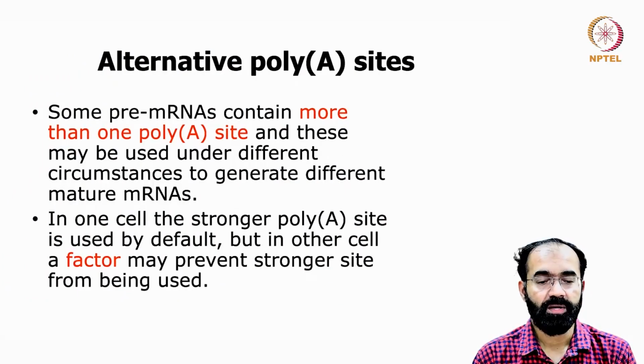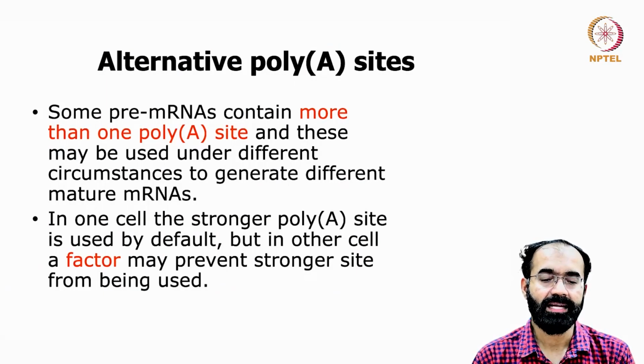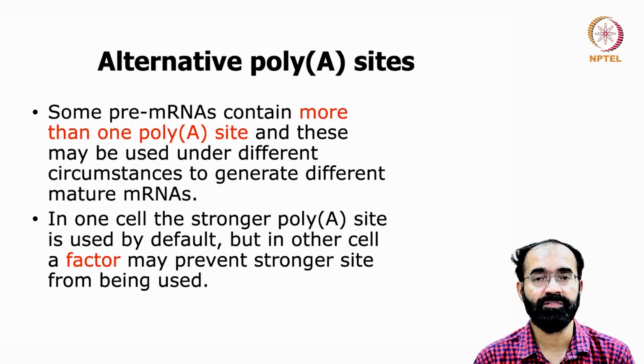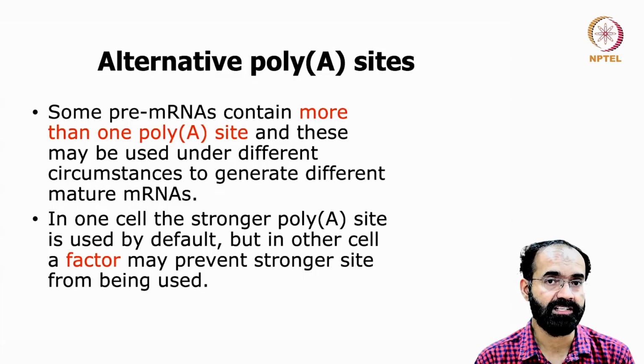So what are alternative poly A sites? The same pre-mRNA contains more than one poly A site. Poly A site we know, AAUAAA or AUUAAA. So this is the poly A site based on which the poly A polymerase will decide from which area onwards it should start adding the poly A tail. So it is basically an identification mark also for the endonuclease. Around 16 to 18 base pair downstream of the poly A site, there will be a cleavage and the RNA will be released, which will be acted upon by the poly A polymerase.